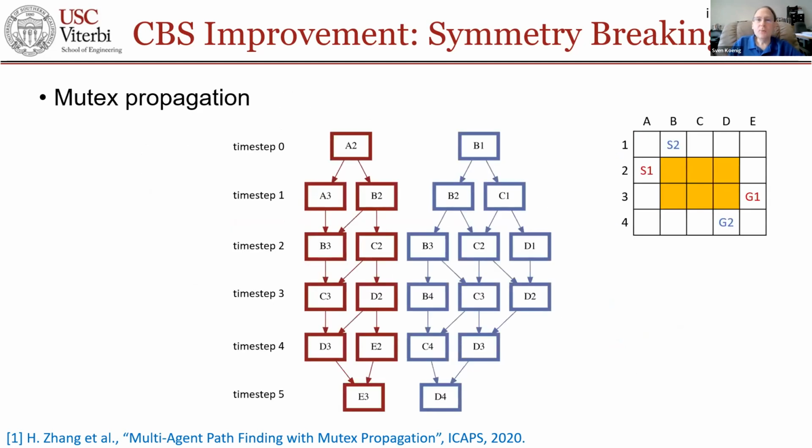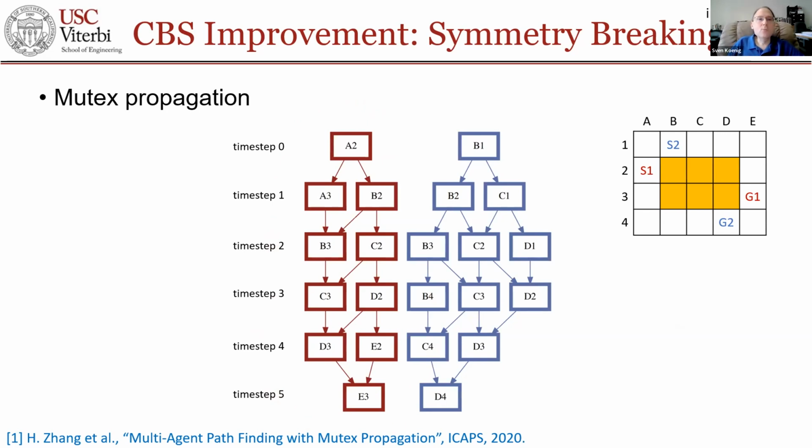So here we assume again that the red agent will follow a shortest path from its start to its goal, and the blue agent will follow a shortest path from its start to its goal. Now we said that the red agent has many shortest paths available that it can choose from. And this directed acyclic graph called an MDD includes all of these shortest paths.